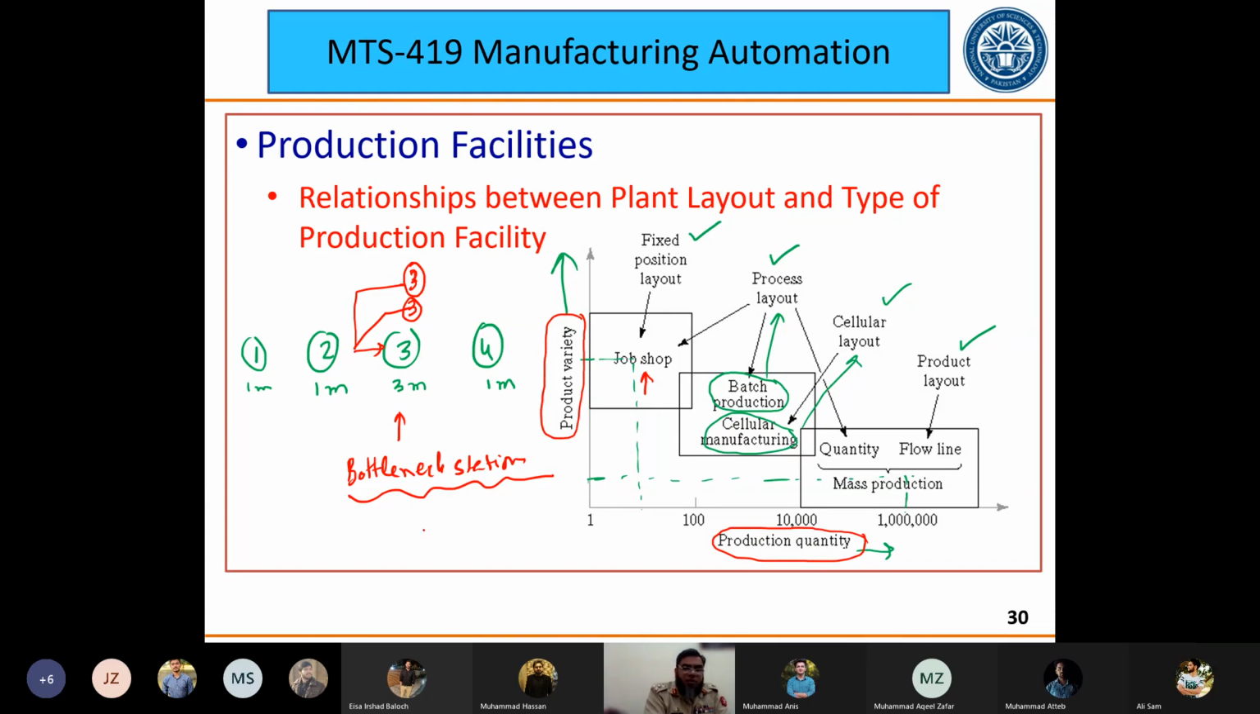I have introduced a term here as a bottleneck station. Bottleneck station is something which takes the maximum time.